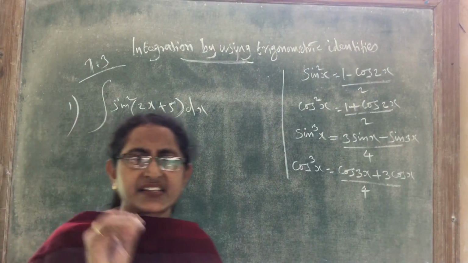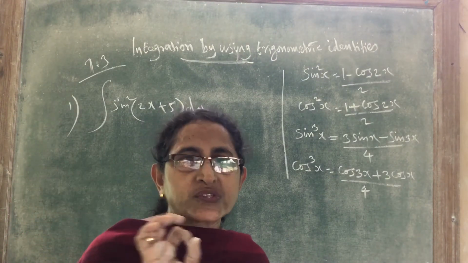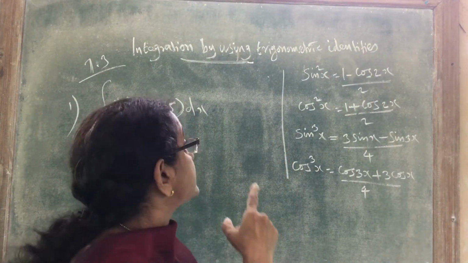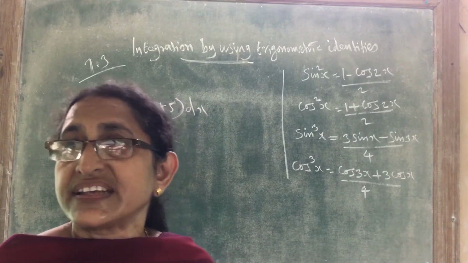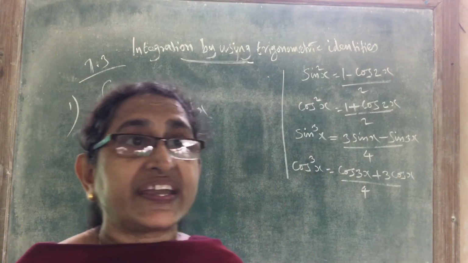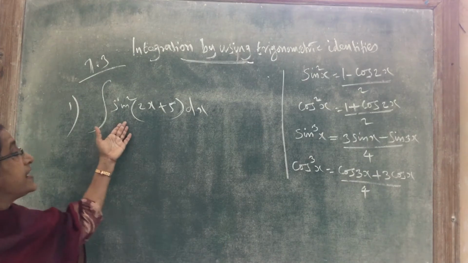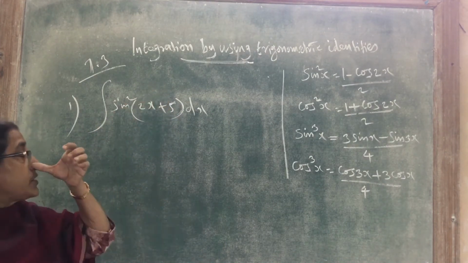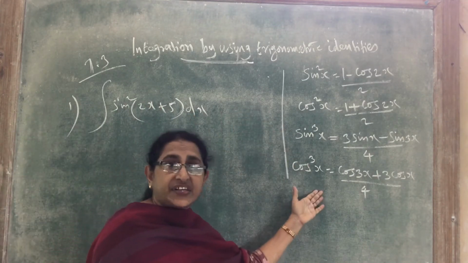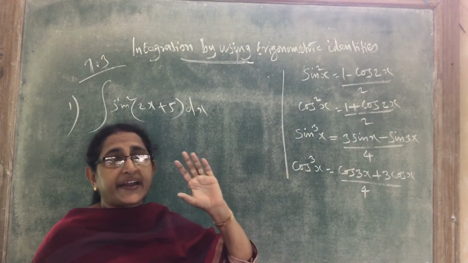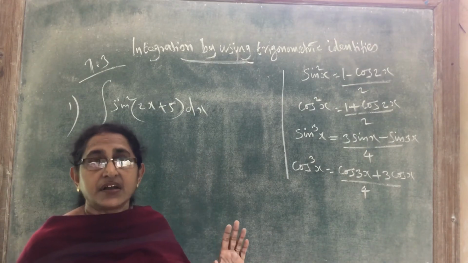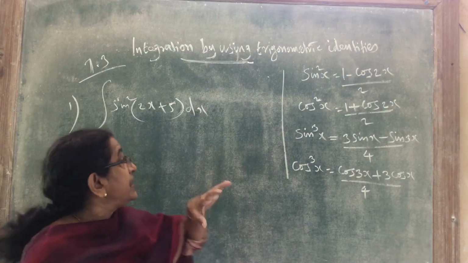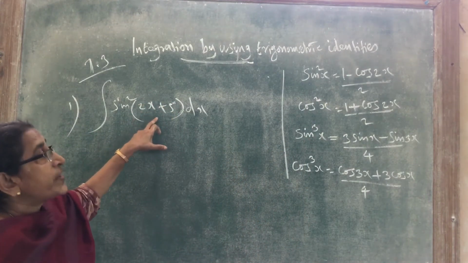Whenever you see sine square something or cos square something, we have to use this identity. What is the identity? Sine square x equal to 1 minus cos 2x whole divided by 2. Here we want to integrate sine square 2x plus 5. In the place of x, it is 2x plus 5. All these are trigonometric identities, so identities mean it is true for every x. So in the place of x, we can use this identity for any value of x.